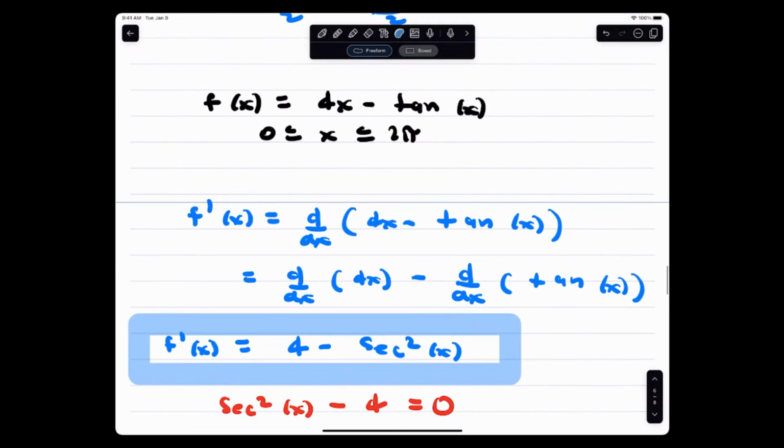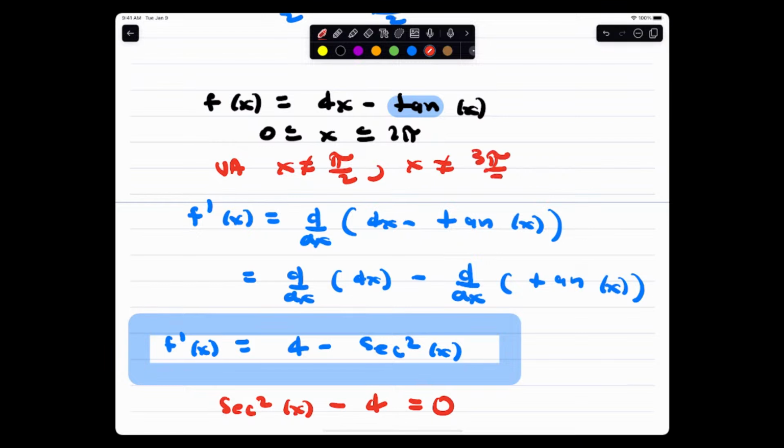Let's think about the domain here. Tangent. What do you guys remember about tangent? What can x not be? Tangent has vertical asymptotes. X cannot be what? Do you guys remember? Pi over 2. What else? X can't be 3 pi over 2.